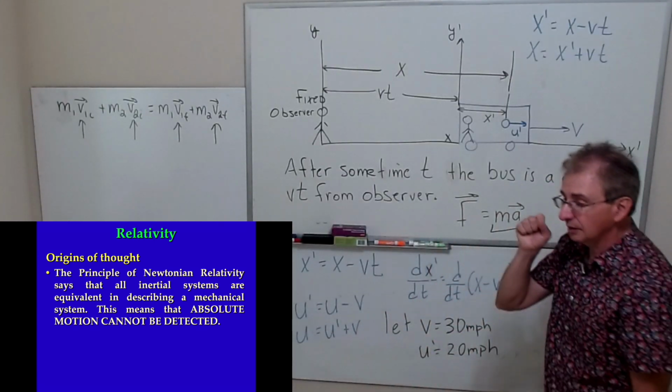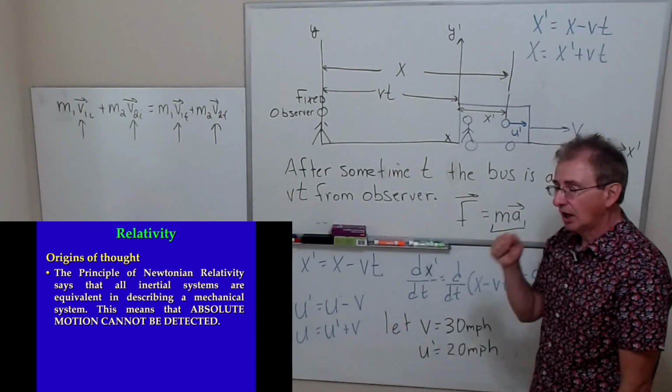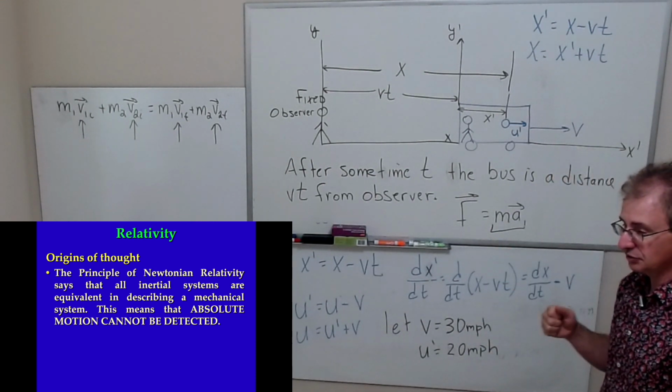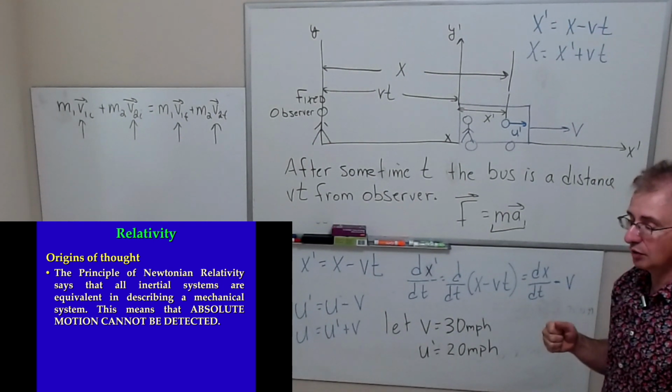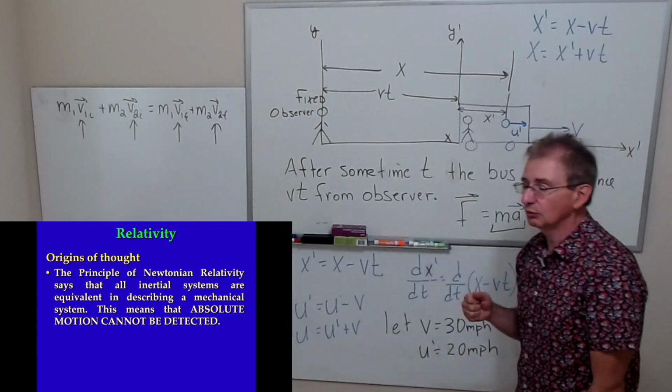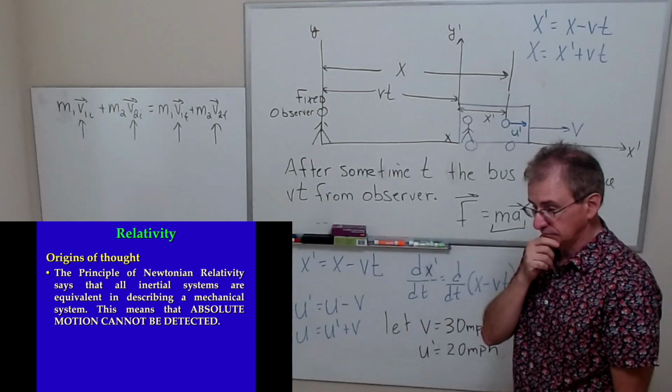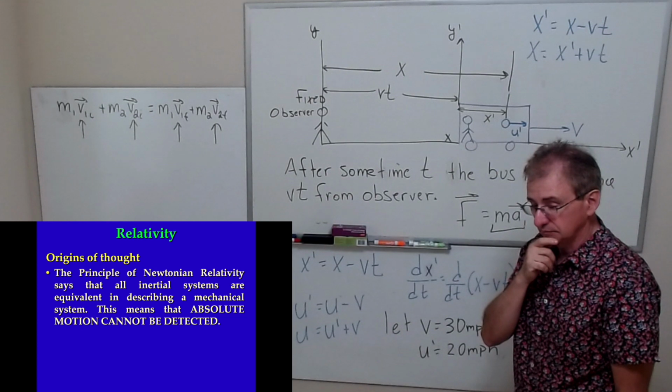In fact, the principle of relativity says that all inertial systems are equivalent in describing a mechanical system. There's no such thing as absolute motion. There is no absolute reference frame. Okay?